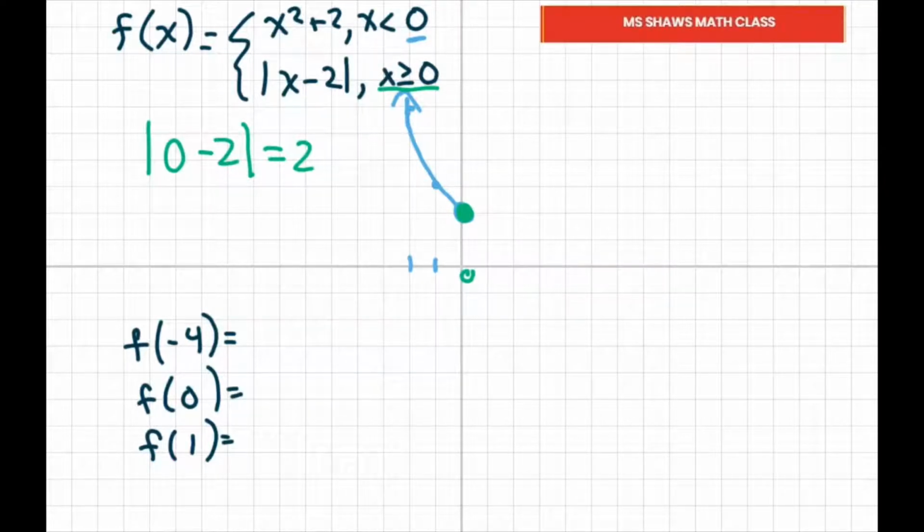All right, now let's try 1. If we plug in 1 right here, 1 minus 2 is negative 1. The absolute value of negative 1 is 1. So that goes to 1. And if you plug in, let's say 2, you get 0. You plug in 3, you're back to 1. So here's your graph. This is at 2. So it looks like this.